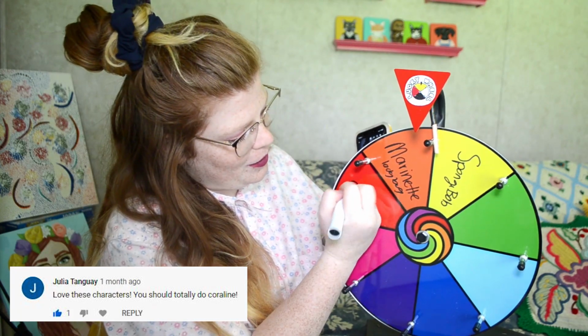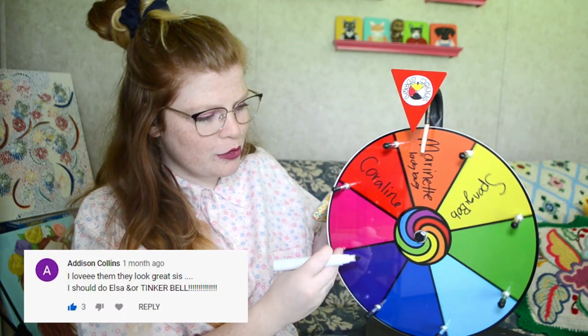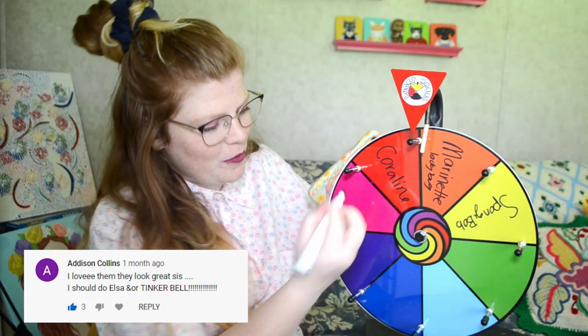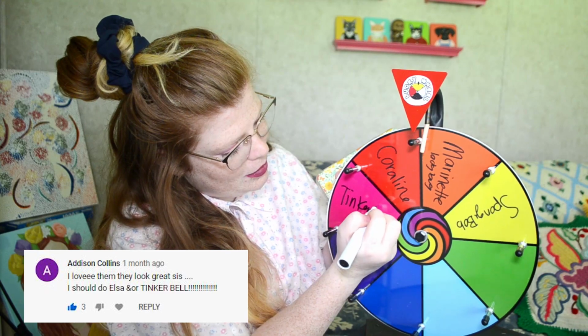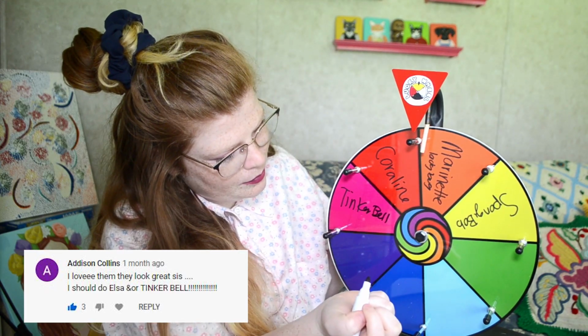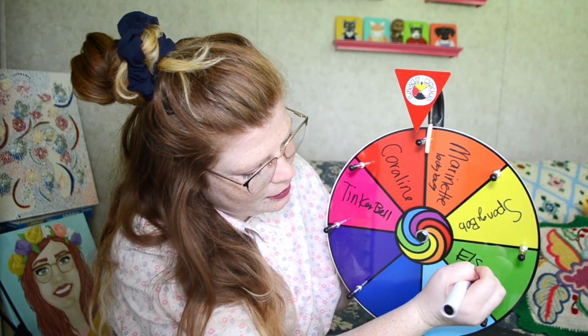Okay. Oh, and the next one, Julia said that I should do Coraline. Love that. So we'll do Coraline right here. I would love to do Coraline. My sister commented Elsa and Tinkerbell. So should I put both of them on here? I know she would love Tinkerbell. And we'll just put Elsa right here.